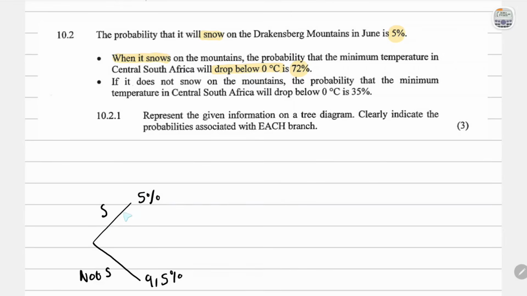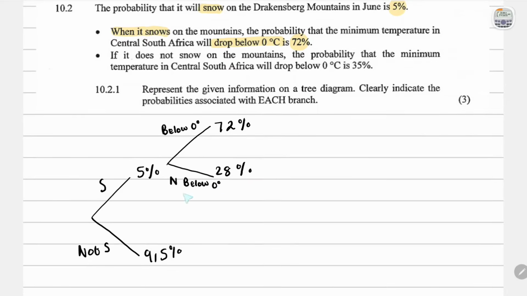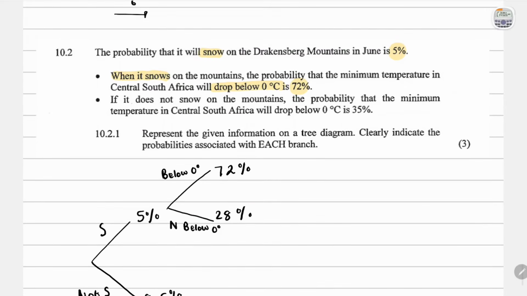So when it snows, we're going to follow the branch where it snows. And now they're telling us that the probability that it drops below 0 is going to be 72%. And so we'll be able to find the probability that it will not drop below 0. Let's just call this below Z, and then not below Z. And that will be the difference, which would be 28%. I've just decided to change that 0 degrees to an actual 0 degrees.